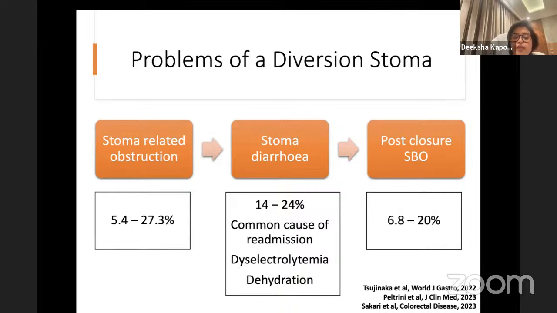The incidence being 14 to 25%, it is one of the most common causes of readmission following pouch surgery. And needless to say, the dyselectrolytemia and the dehydration have a physiological and a financial toll on the patient. Following closure of the stoma, the incidence of small bowel obstruction, which is the most important trigger why a single-stage pouch procedure was propagated, can be as high as 1 in 5 patients. Again, it is perceived to be a little more common in a patient who has undergone a pouch versus an LAR and stoma closure.